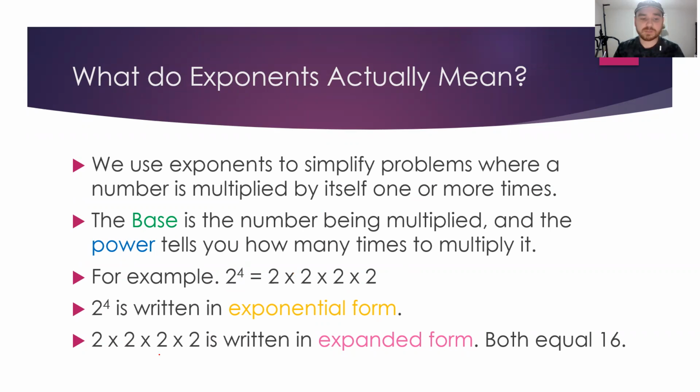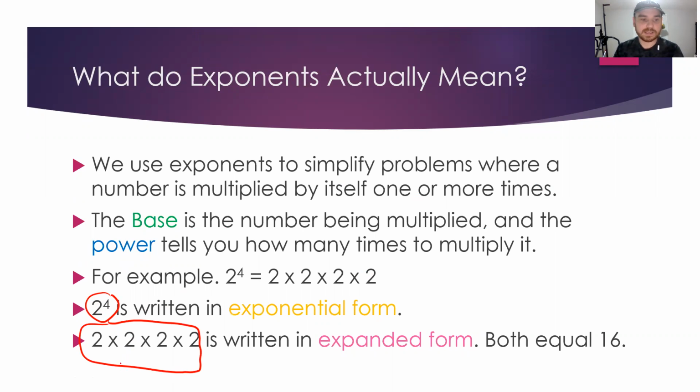2 times 2 times 2 times 2, you can still write equations that way. That's called expanded form. And both of those equal 16. You'll notice that this has a lot more stuff to write than this. Basically, the reason we developed exponents is just because it takes a long time to write all of these out.